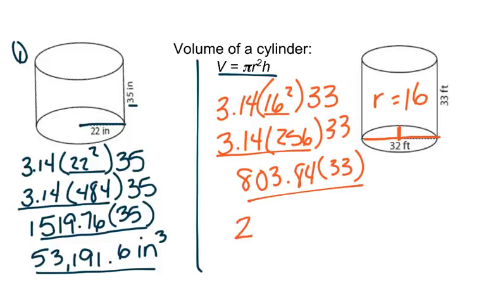So 26,526.72 feet cubed. This is probably the easiest formula because there's no fractions involved. So cylinders should be no problem at all. You just plug everything into the formula.